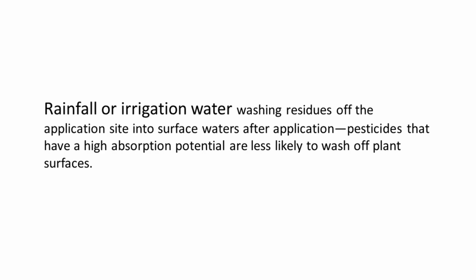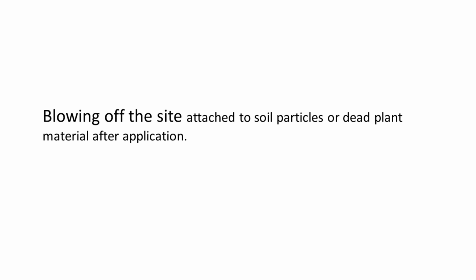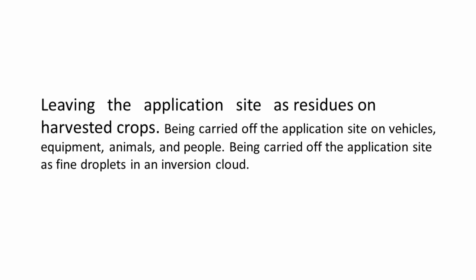Rainfall or irrigation water washing residues off the application site into surface waters after application. Pesticides that have a high absorption potential are less likely to wash off plant surfaces. Blowing off the site, attached to soil particles or dead plant material after application. Leaving the application site as residues on harvested crops. Being carried off the application site on vehicles, equipment, animals, and people. Being carried off the application site as fine droplets in an inversion cloud.